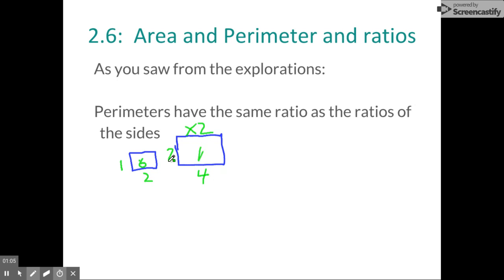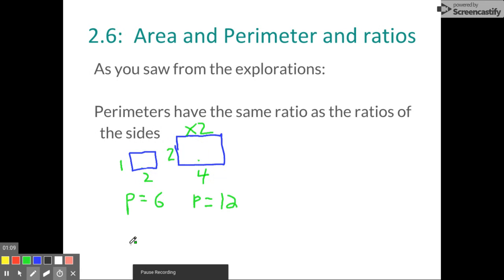So the two perimeters are exactly twice. One is twice as large as the other, just as the sides are twice as large, right? 2 over 4, which would be 1/2, is the same as 6 over 12. So the perimeters have the exact same ratio as the ratio of the sides.